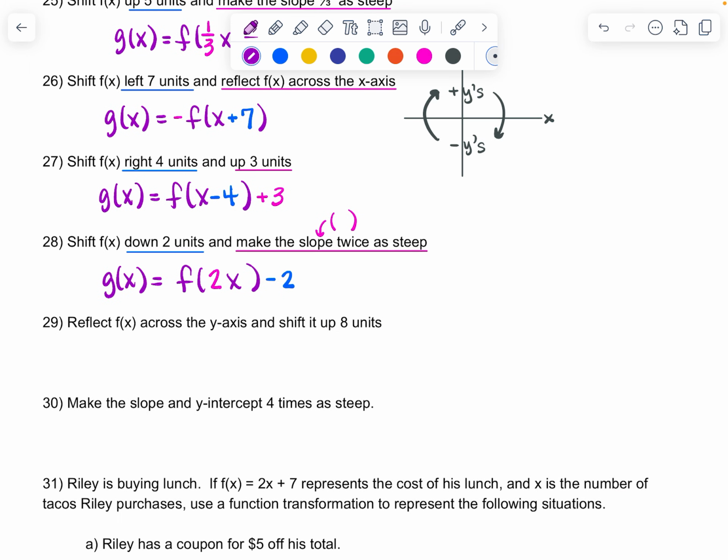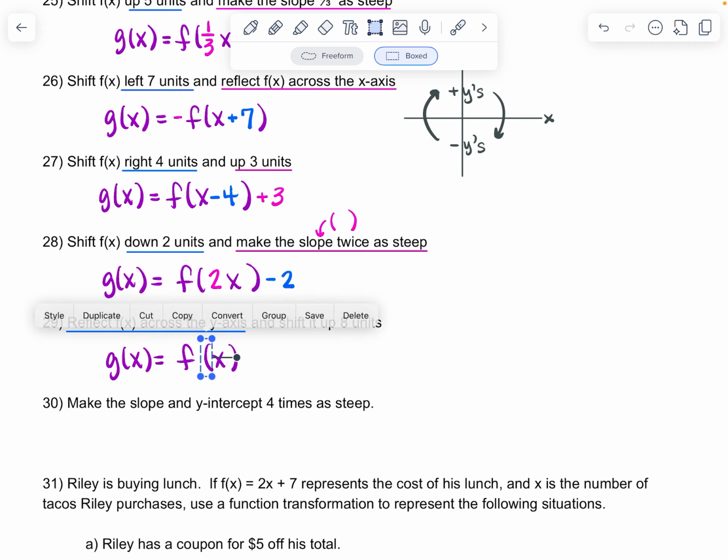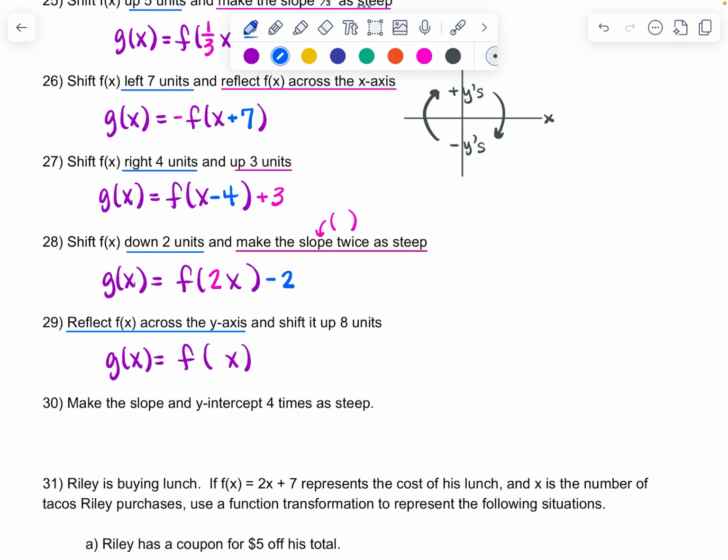All right, 2 more to go here. So g of x equals, here's my f of x. First up, reflect it across the y-axis. Well, remember, if you're reflecting across the y-axis, then that means we are negating the x's.